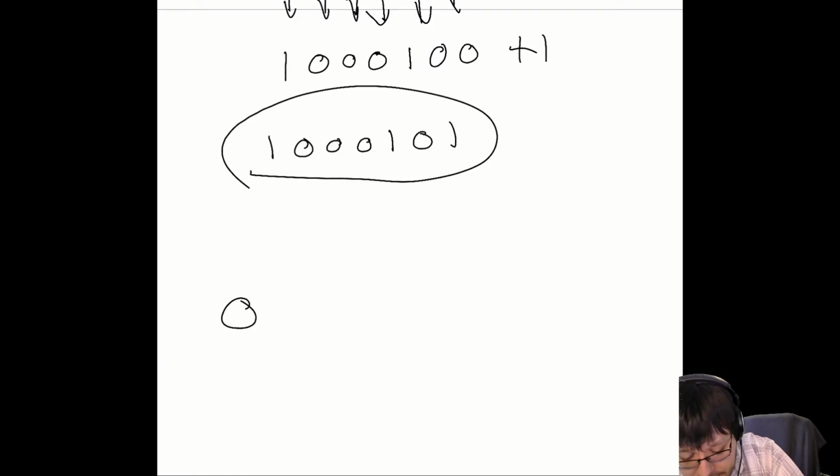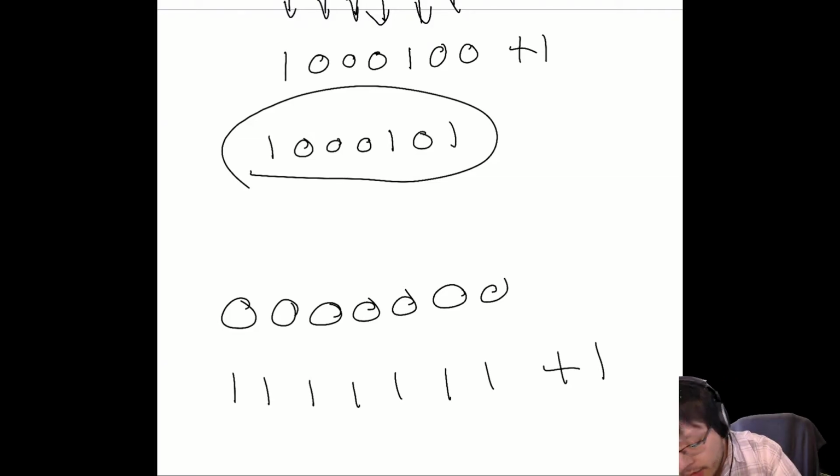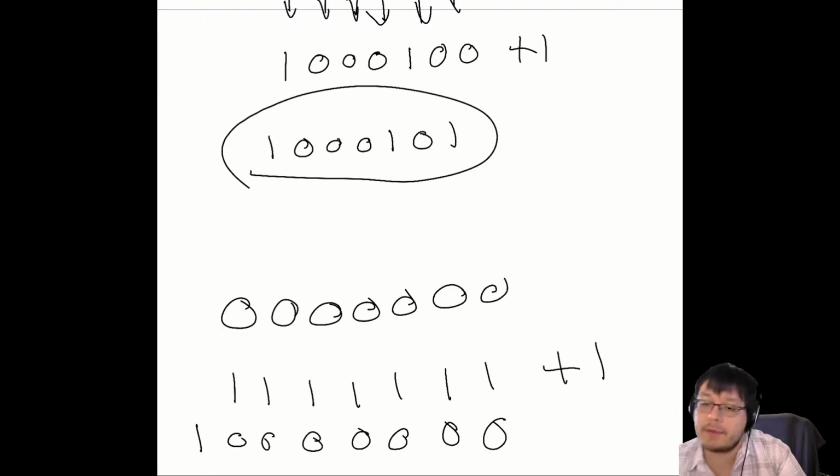I guess the worst case scenario is if you take the 2's complement of 0. If we take the 2's complement of 0, it means take the 1's complement plus 1. So that would make it all 1s. But then when you add a 1 to it, this becomes a 0, this becomes a 0, and it becomes back 0, 0, 0, 0, 0. And then you get a 1 after that.